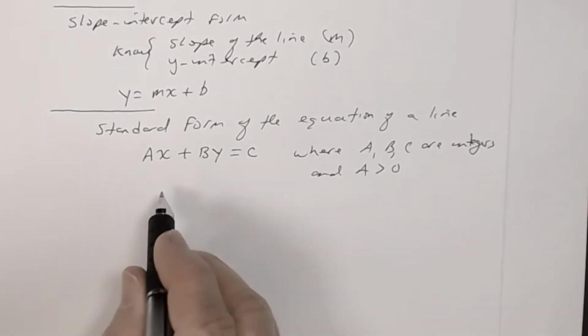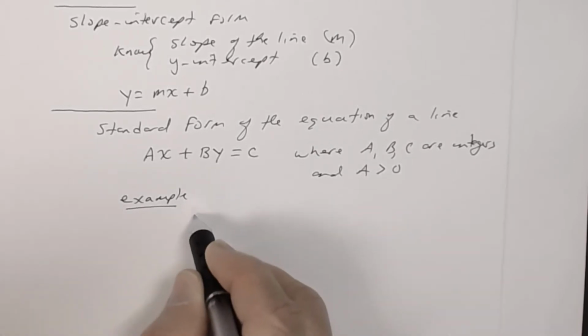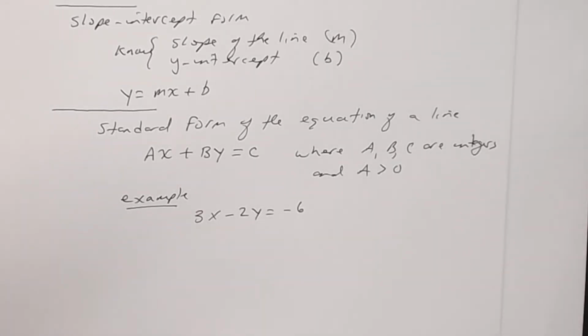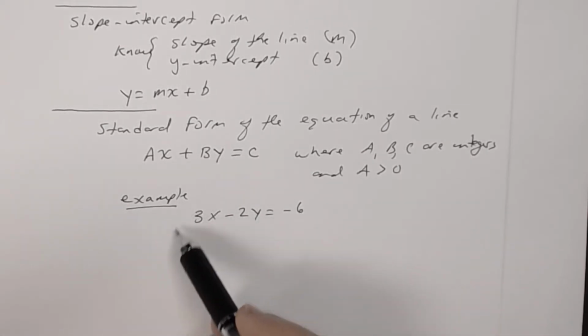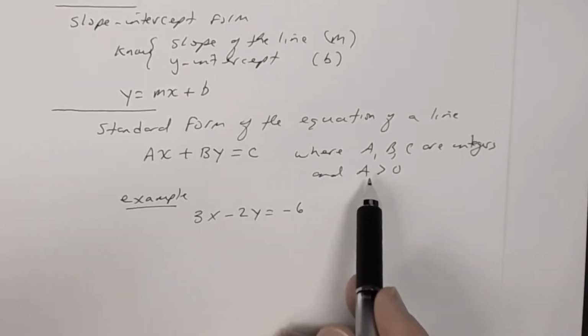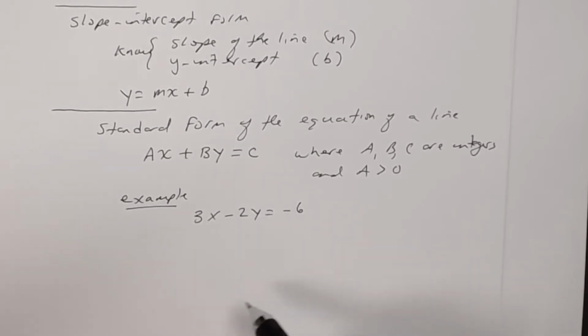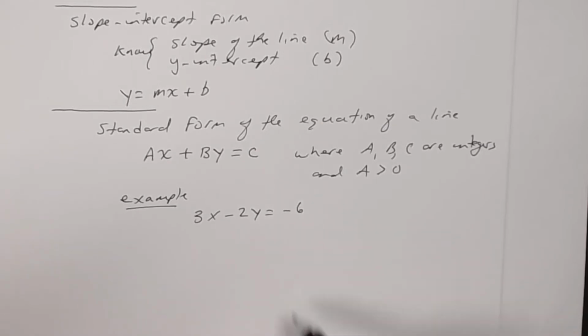Here's an example of an equation that's in standard form: 3x minus 2y equals negative 6. Notice that a, b, and c are integers. The coefficient of x is 3, an integer, and it's also positive. It needs to be positive. The coefficient of y is negative 2, an integer, and the constant c is an integer as well. So that's an example of what it looks like written in standard form.